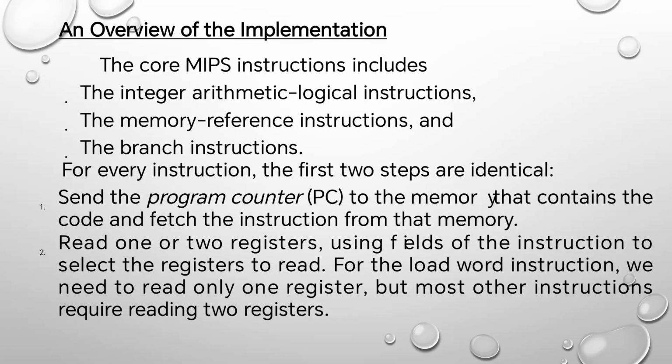An overview of the implementation. The core MIPS instructions include the integer arithmetic logical instructions, the memory reference instructions, and the branch instruction. For every instruction, the first two steps are identical. Send the program counter to the memory that contains the code and fetch the instruction from that memory. Read one or two registers, using fields of the instruction to select the registers to read. For the load word instruction, we need to read only one register, but most other instructions require reading two registers.